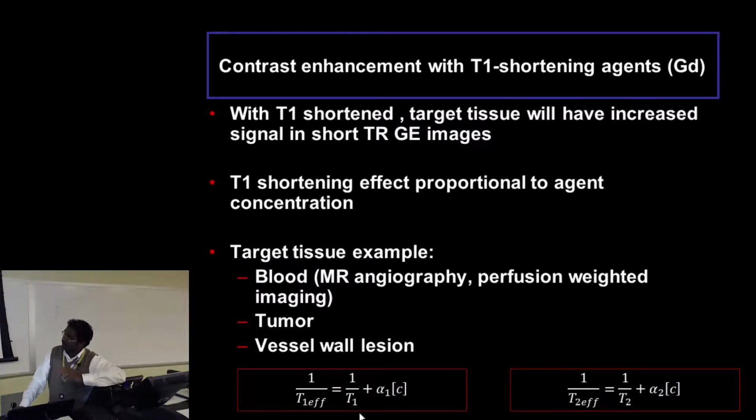Okay, so it's being used for tumor imaging to highlight breakdown of your blood-brain barrier. It's also widely used for looking at perfusion, tissue perfusion, and you could also look at vessel wall lesions, which would be enhanced because you're generating contrast between the interior of the vessel and the vessel wall.